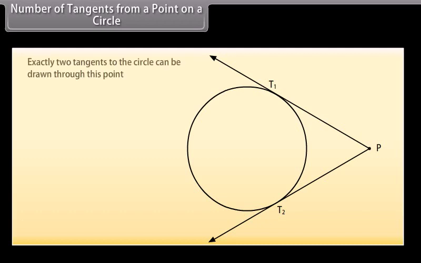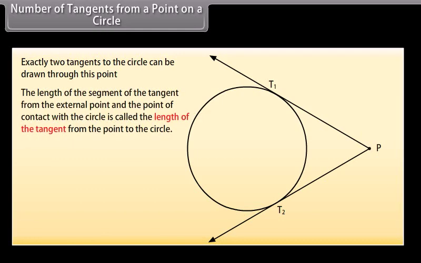We can find that exactly 2 tangents to the circle can be drawn through this point. The length of the segment of the tangent from the external point and the point of contact with the circle is called the length of the tangent from the point to the circle. Here PT1 and PT2 are the lengths of the tangents from P to the circle. The lengths PT1 and PT2 have a common property which we will learn in the next screen.